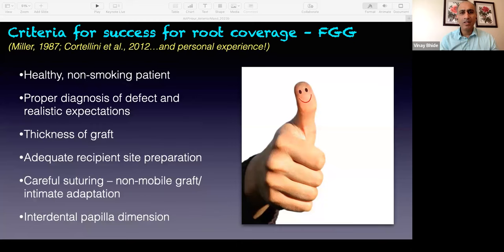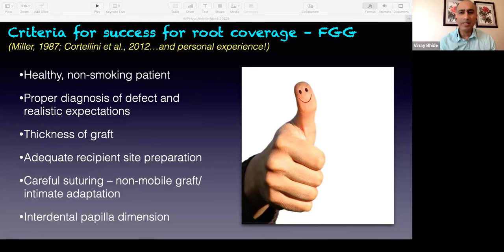So when I think about what the criteria are for successful root coverage using free gingival grafts, typically you want a patient that's healthy and non-smoking. Remember, you're only relying on one source of blood supply for a free gingival graft. Blood supply is typically compromised in smokers. And so if we're already compromised and we're relying on one single source of blood supply, that typically does not lead to the most favorable outcomes.